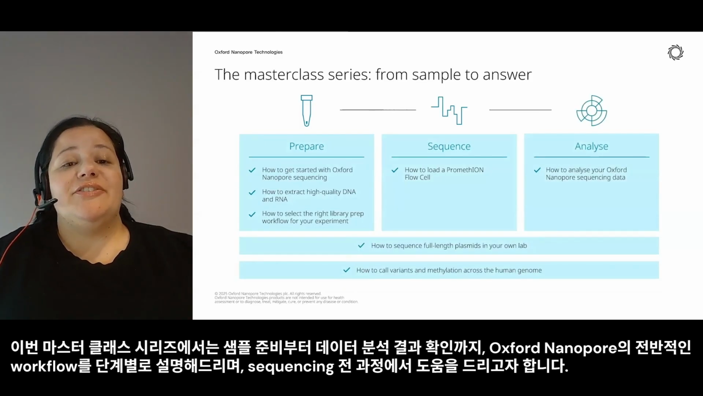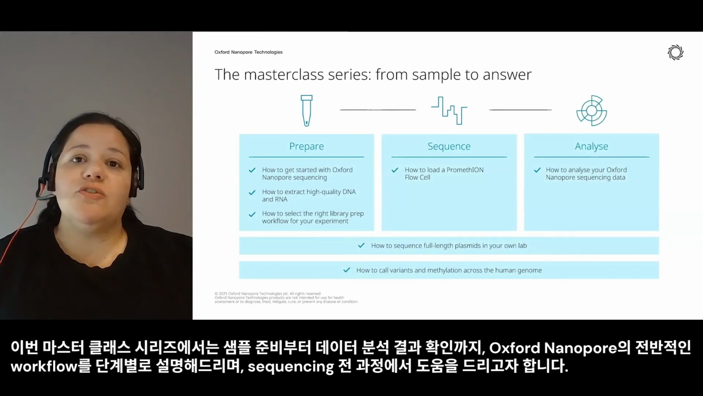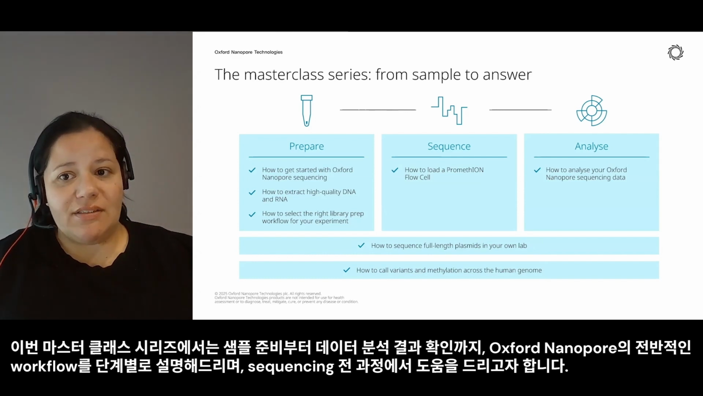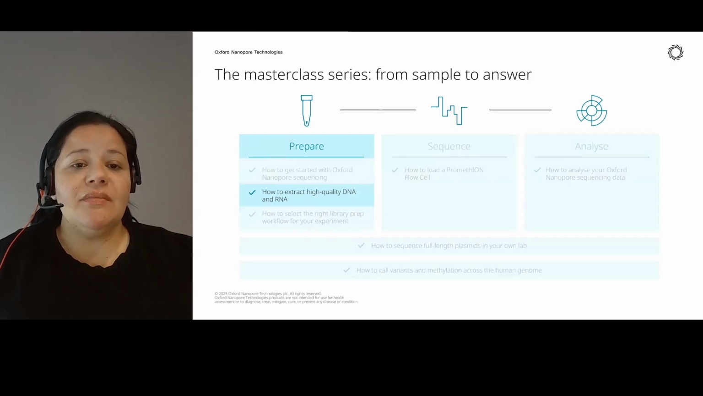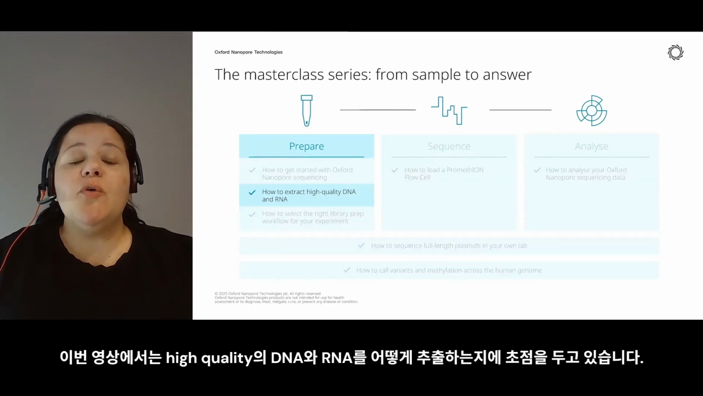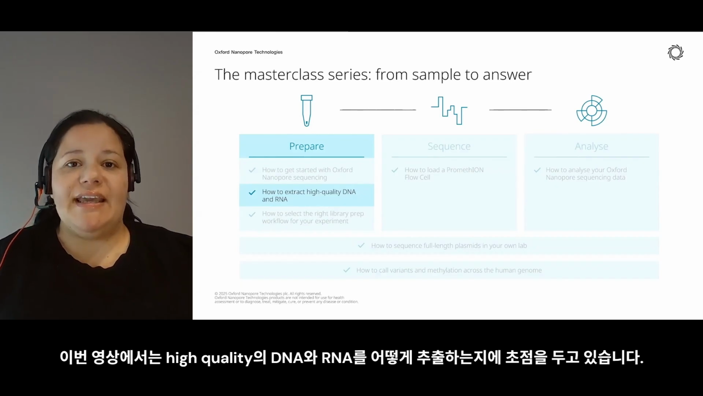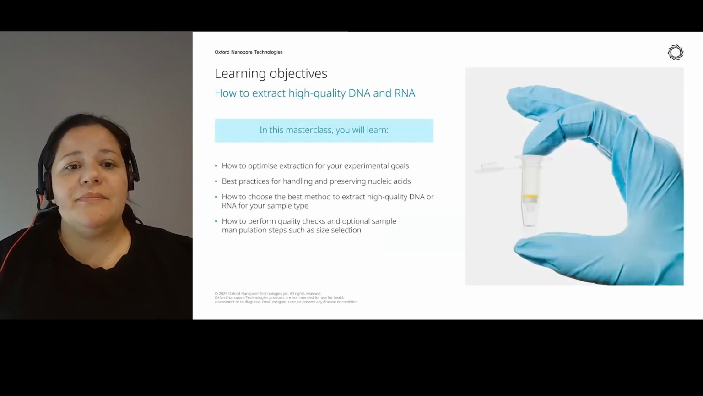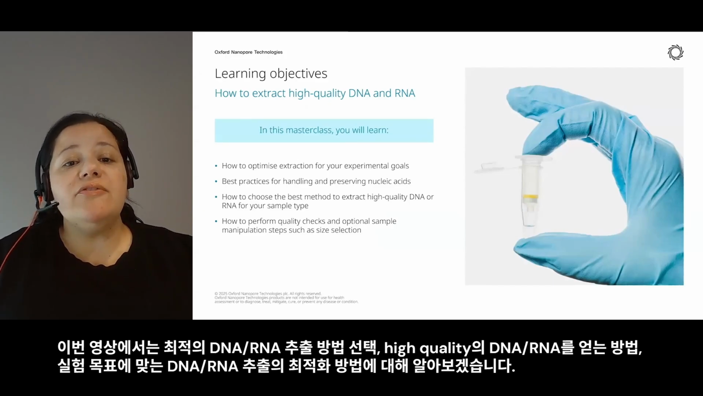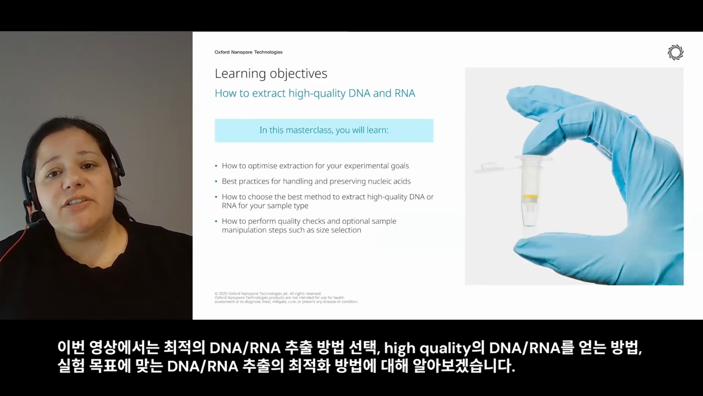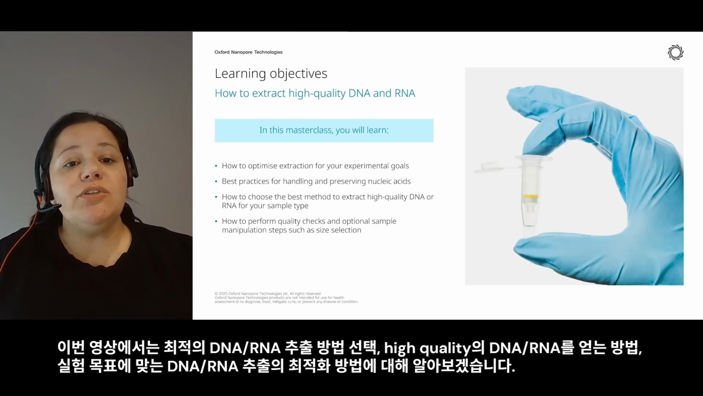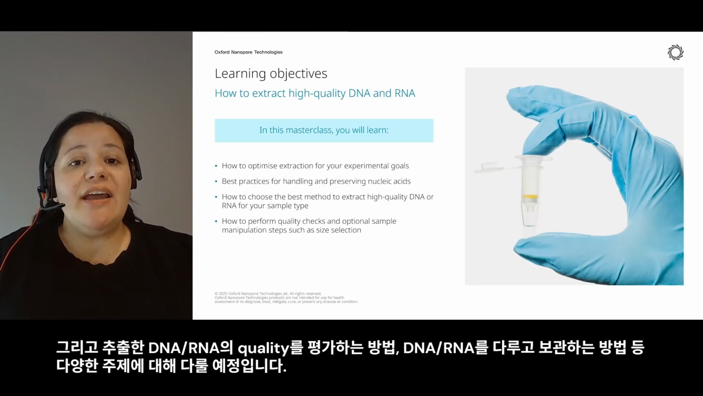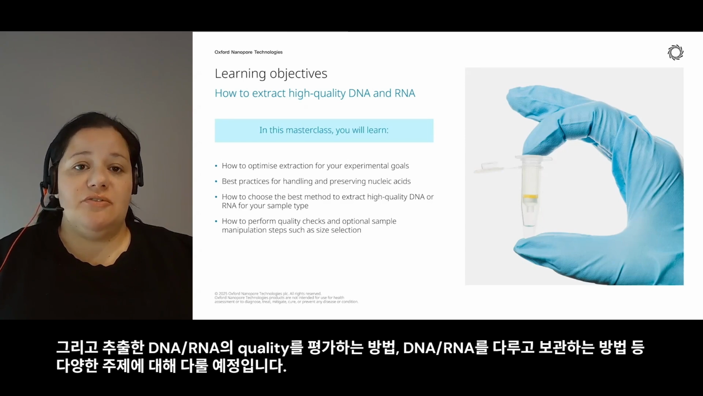In this masterclass series, we are walking you through the whole Oxford Nanopore workflow from sample to answer to ensure that you have support all the way through. Now, this masterclass is focused on how to extract high-quality DNA and RNA. We'll cover topics including how to choose the best extraction method, how to ensure you have high-quality nucleic acids, how to optimize your extraction for your experimental goals, how to QC your sample, and finally, how to handle and preserve the nucleic acids.